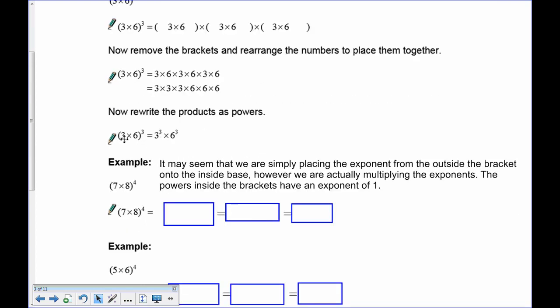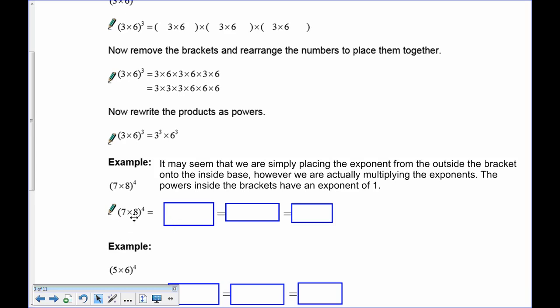Notice that the exponent on the 3 is a 1, and there is an exponent of 1 on this 6. So 1 times 3 gives you 3, and the 1 on the 6 times the 3 gives you 3. So it may seem that we're simply placing this exponent 3 on top of whatever's inside, but that's not true. What we're actually doing is multiplying the powers. Let's take a look at one where we actually show you how to do that.